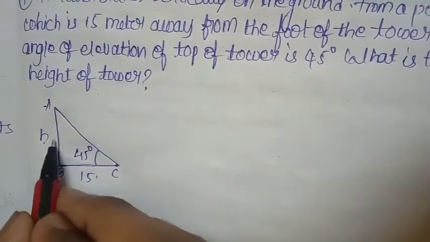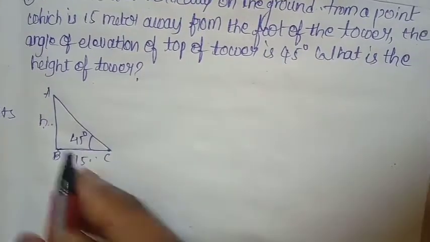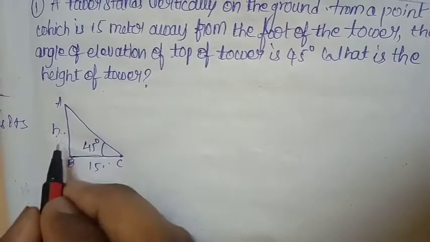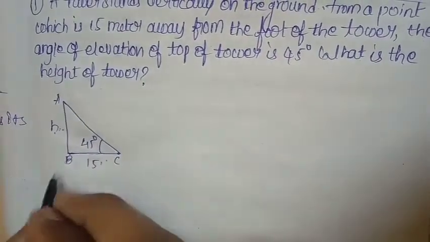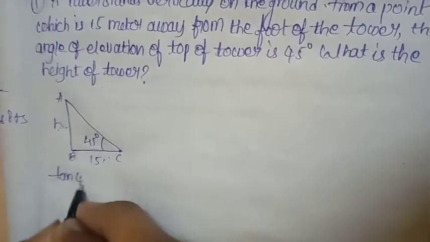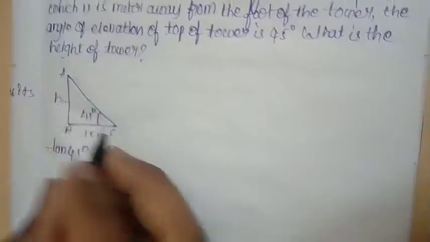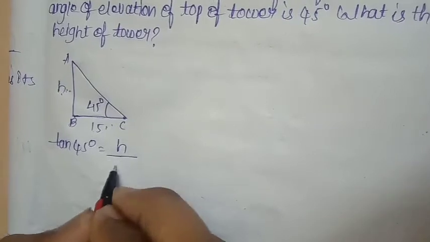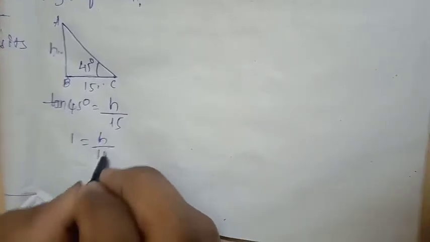So the adjacent side is given, and we have to find the opposite side. The ratio of opposite side by adjacent side is tan, so we take tan 45 degrees equal to opposite side AB, the height h of the pole, by adjacent side BC, which is 15. We already know tan 45 is 1, so 1 equals height by 15.